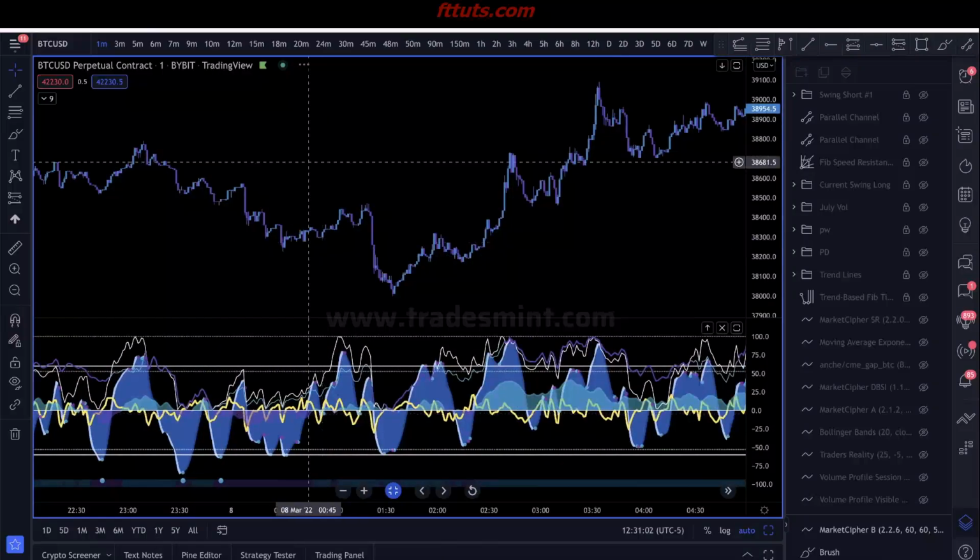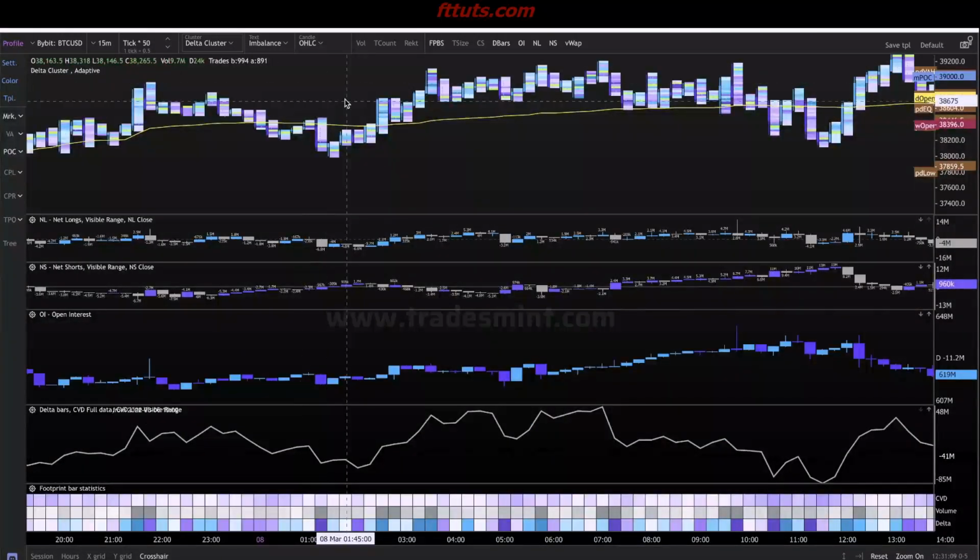And again, you don't always have to see the divergence. What's very important is that the traders are trapped. And more so than that, if you see trapped traders and you see Market Cipher divergences, that's a very, very accurate signal.